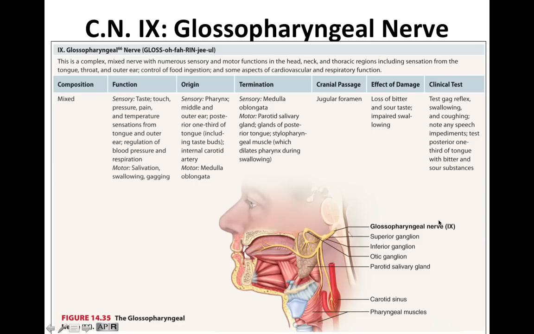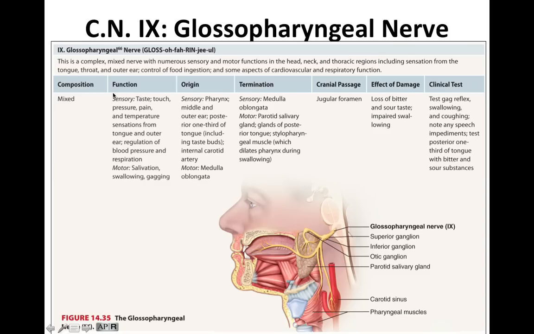All right, we move on here to cranial nerve number 9, the glossopharyngeal nerve. So the term glosso, of course, indicates the tongue, pharyngeal indicating the pharynx, the muscles that are associated there. It's mixed, so you have functions associated with sensation.